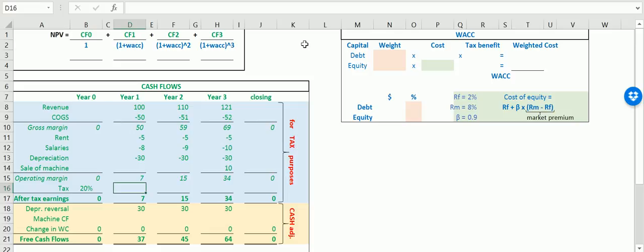Okay, so now we have the pre-tax earnings. To that, we're simply going to apply the tax percentage, which in this case is 20%. That will always be given to you. Okay, so now we have the after-tax earnings.